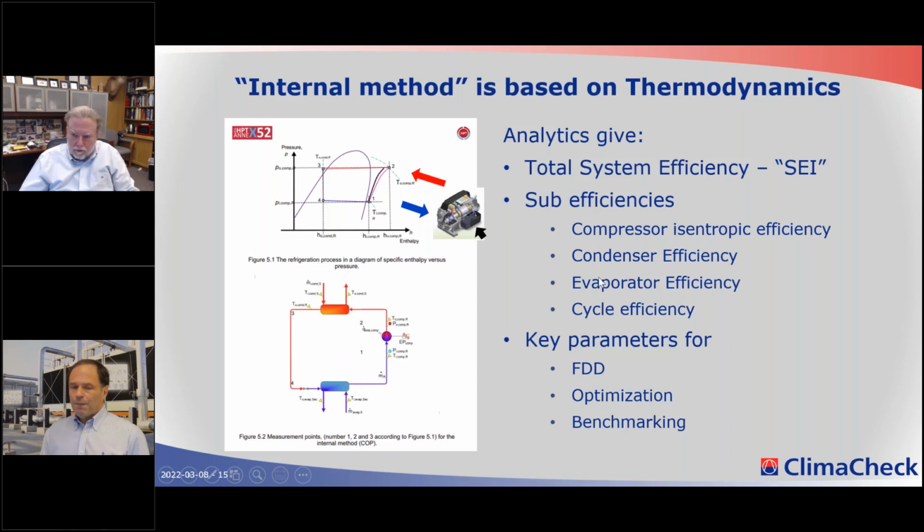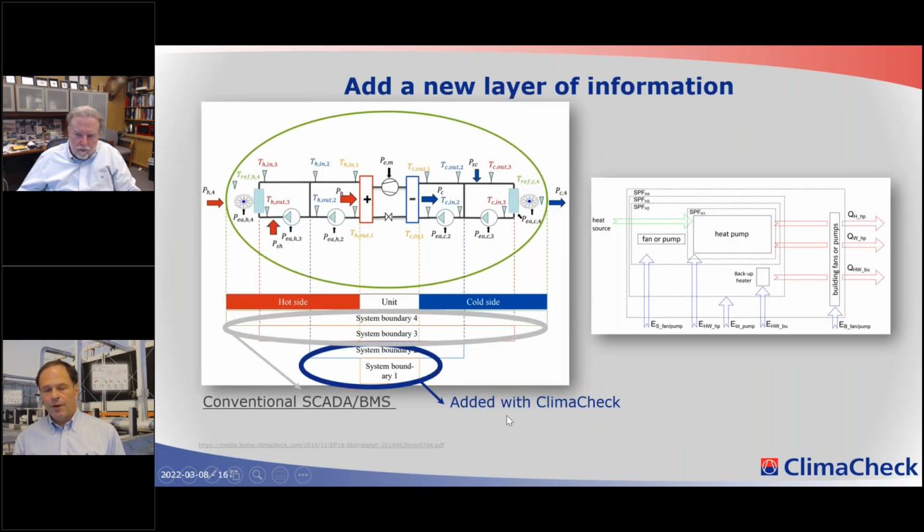But the best part of the story is that we also can define the compressor isentropic efficiency, condenser efficiency, evaporator efficiency, cycle efficiency. So we know where we have a problem, and we also can follow all the KPIs in the system, like superheat and subcool approaches. All these points will make it possible to, in real time, detect any deviation that affects the performance in air conditioning, refrigeration, heat pump systems. Anything that affects the performance can be detected in real time.